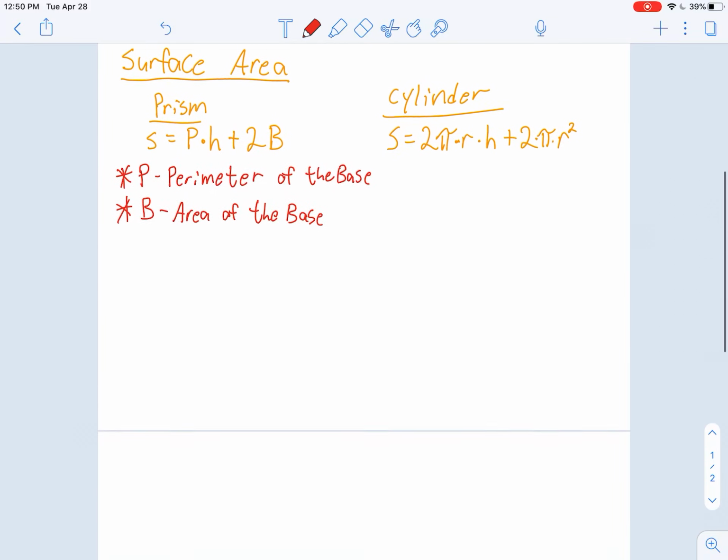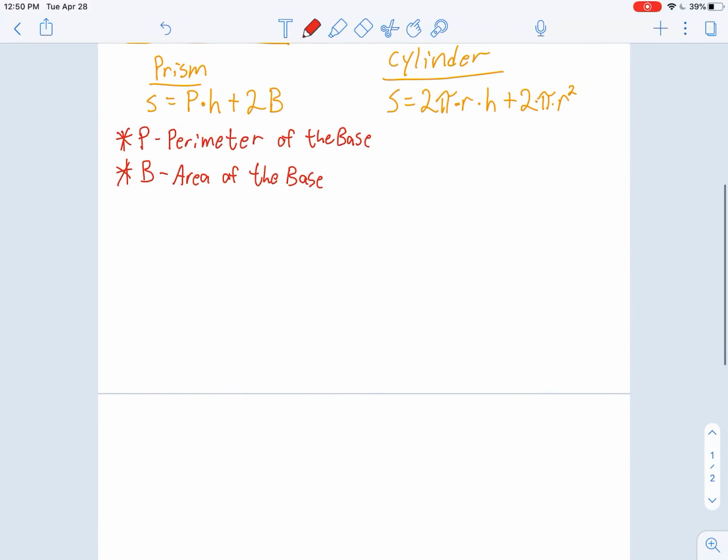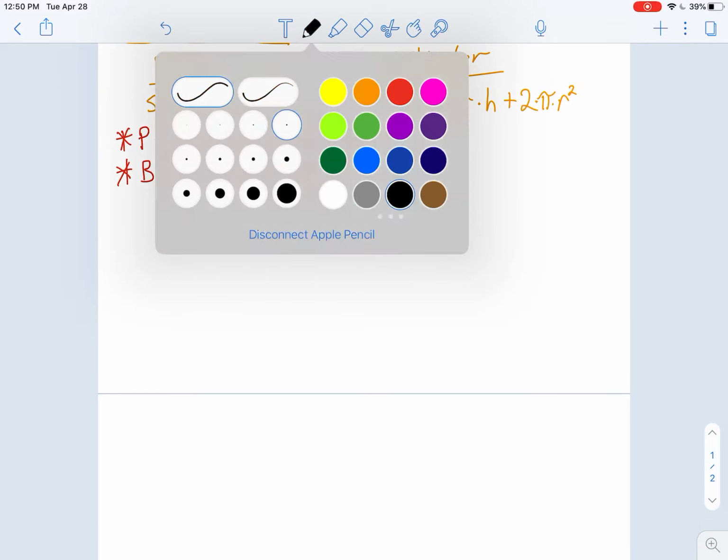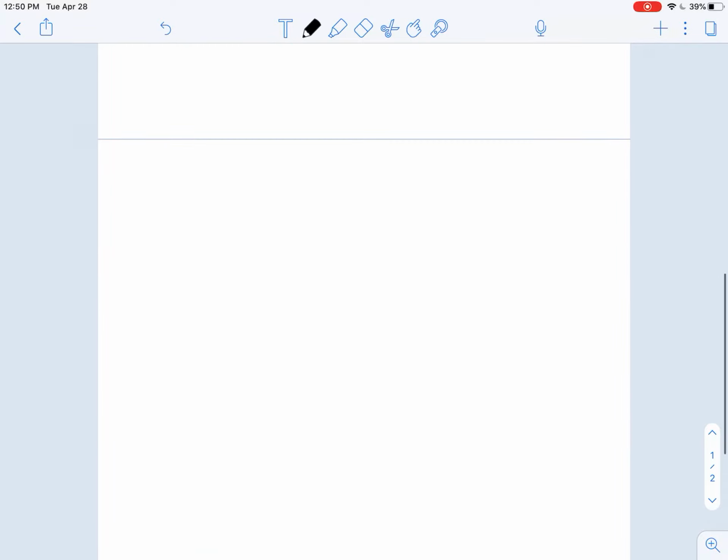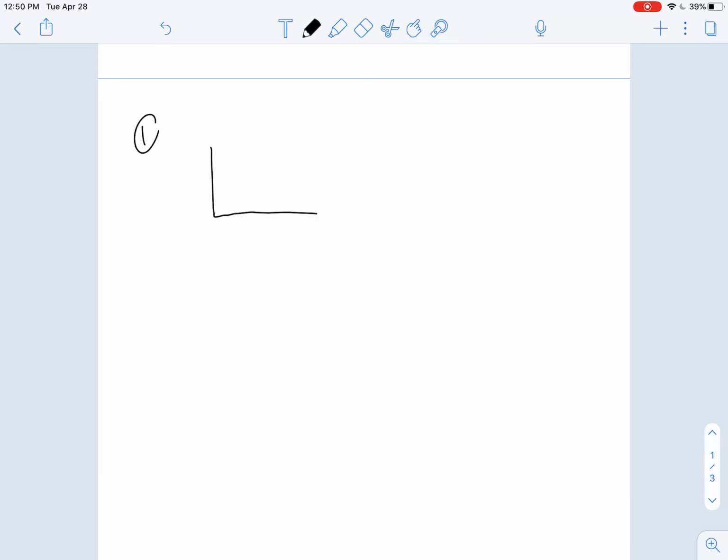So our first picture that we're going to deal with is a rectangular prism. Let's go to a new page. So number 1, rectangular prism. Go ahead and draw one out.